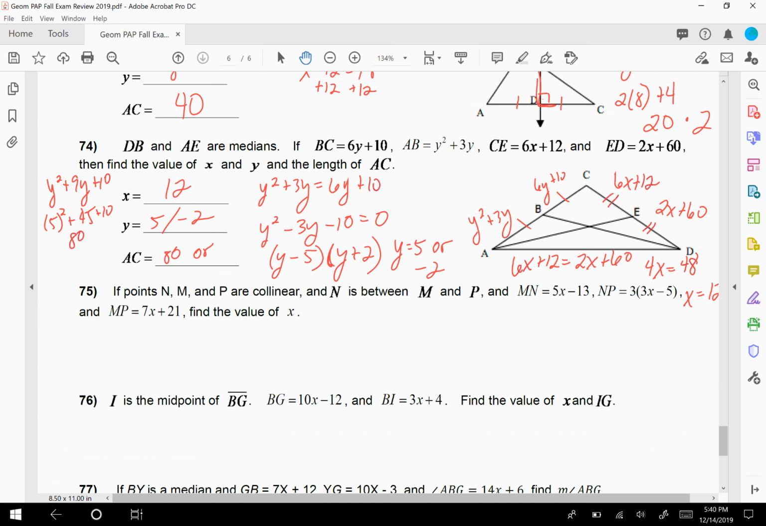Okay, and now we'll plug in the negative 2. So we'll have negative 2 squared minus 18 plus 10. So negative 2 squared is negative 2 times negative 2, so that's 4, minus 18 plus 10. And that would give you negative 4, but since that's not a valid solution, we would not use it. So AC could only be the 80.